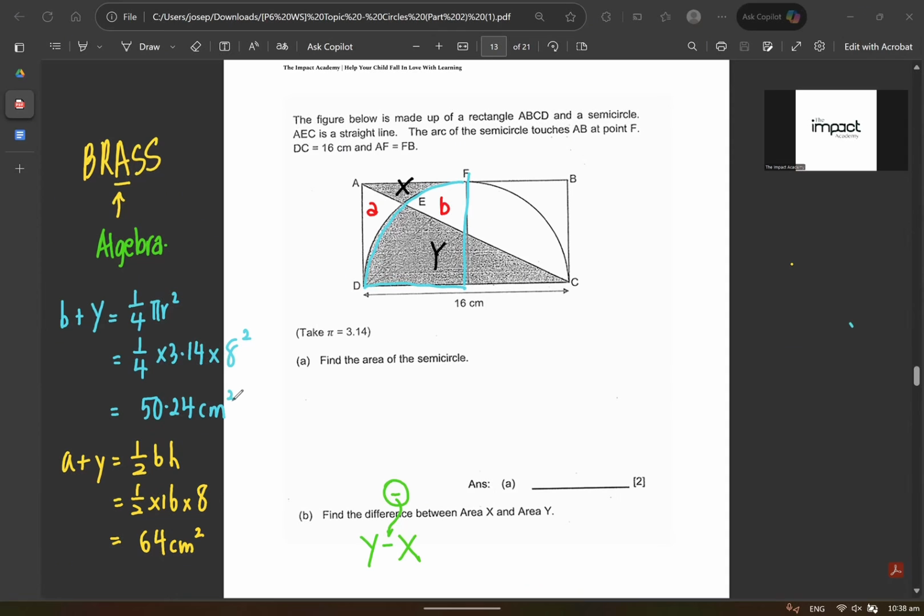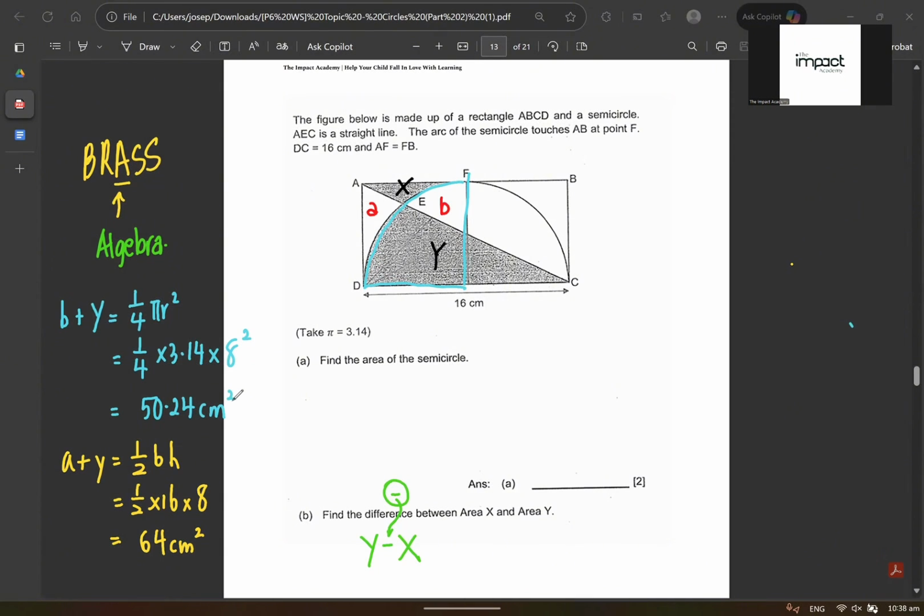When you see something like that, you also have to ask yourself, can I find another thing? What else can I find? Will I be able to find a plus x? I can. A plus x is actually equal to 64, because a and x are the ones that are outside, so I use the entire square, which is 8 times 8. Then you minus away b and y, 50.24, to get a plus x: 64 minus 50.24. Make sense? We get an answer of 13.76.